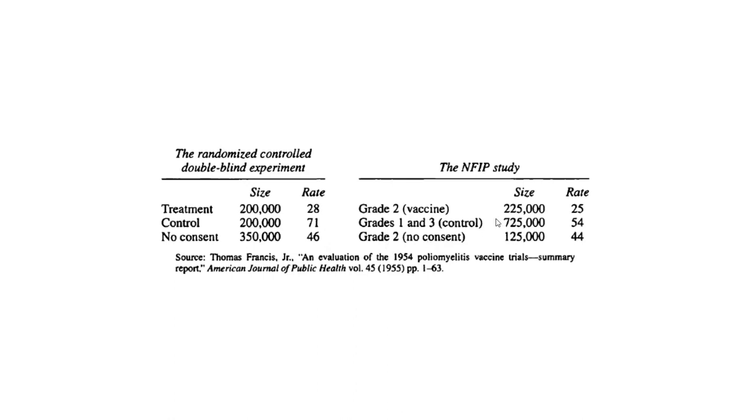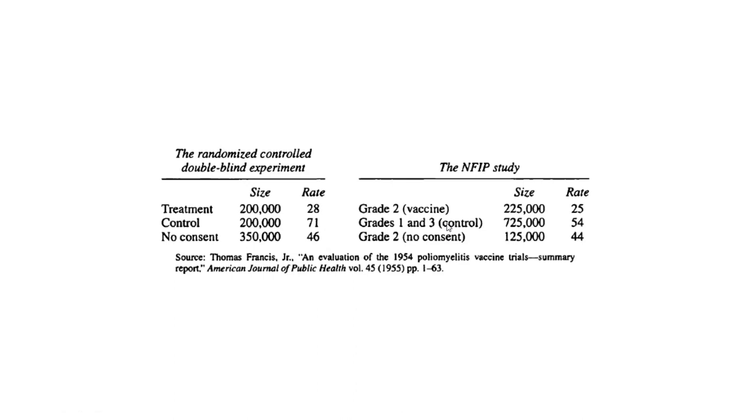They knew that children from classes 1, 2, and 3, so grade means class or standard, children from grade 1 to 3 are more likely to get affected by polio. So they took large samples of school-going children in these grades. Then grades 1 and 3 they kept as control.